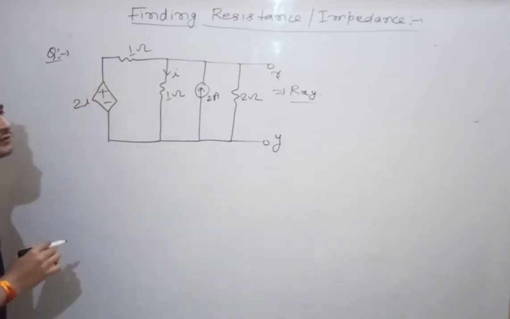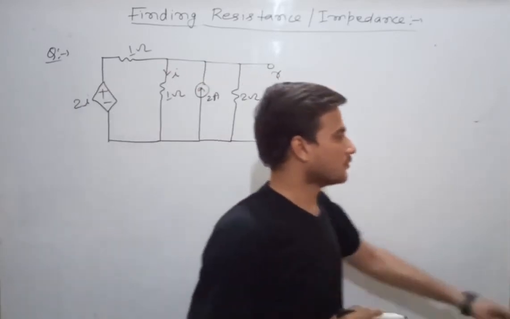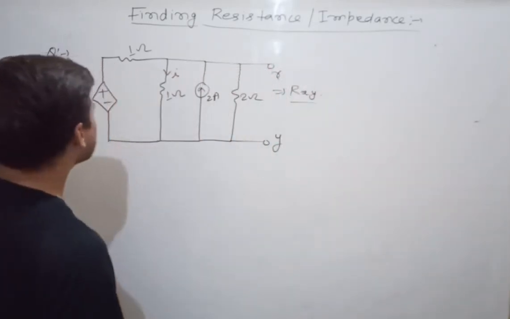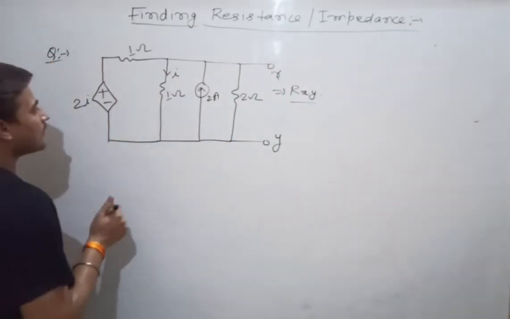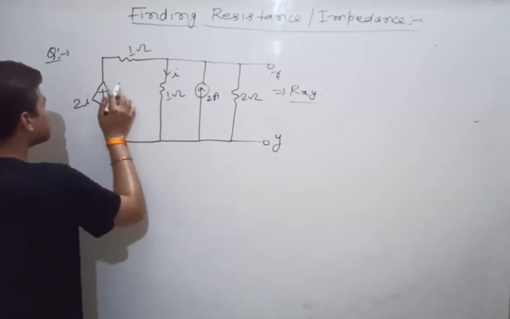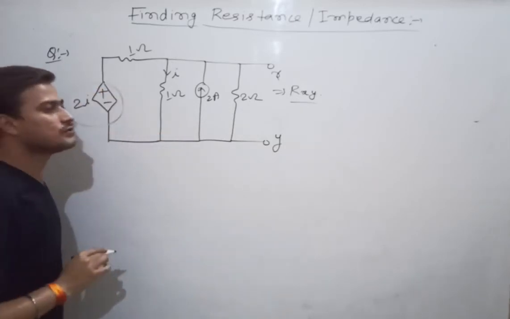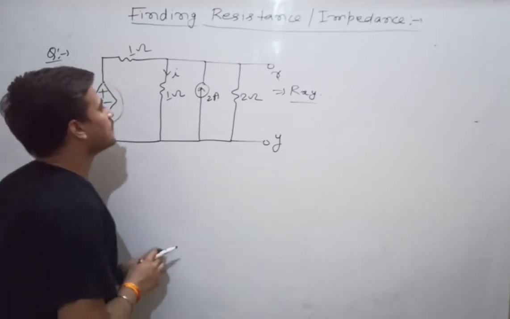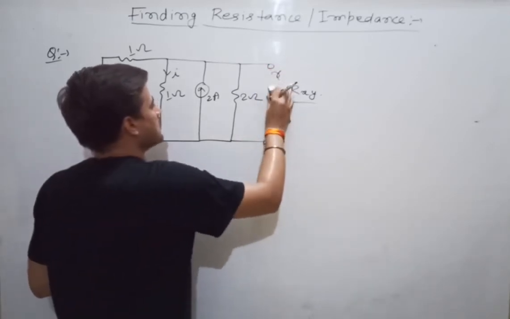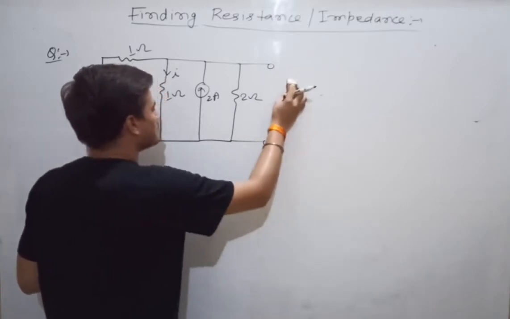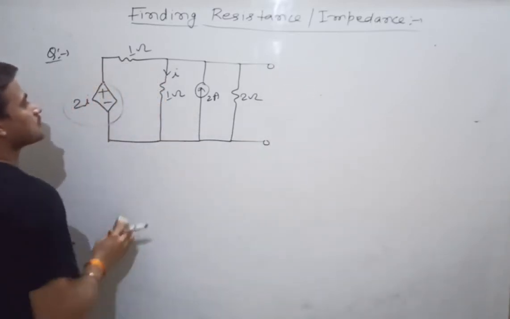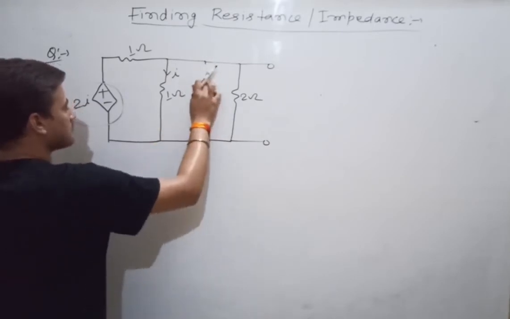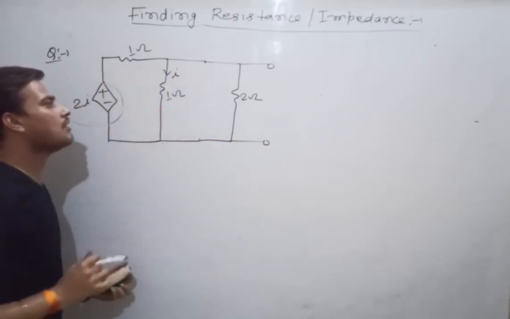So how to do this type of question? First step is we have to deactivate the independent source. See, this is the dependent source, so you are not going to do anything with this one. You will deactivate this independent source. So here the current source will be replaced by open circuit.